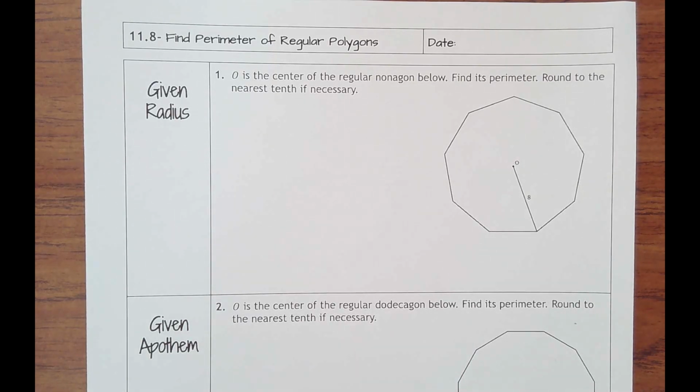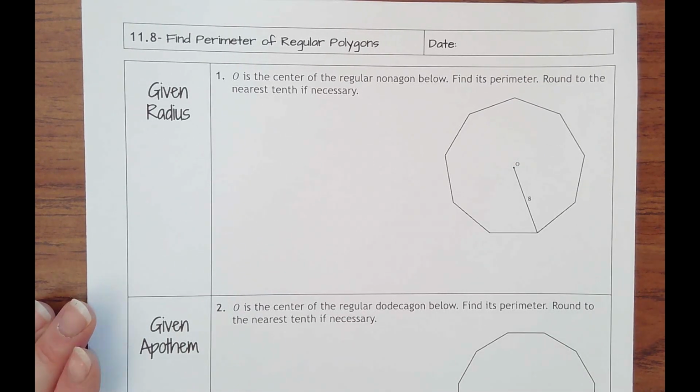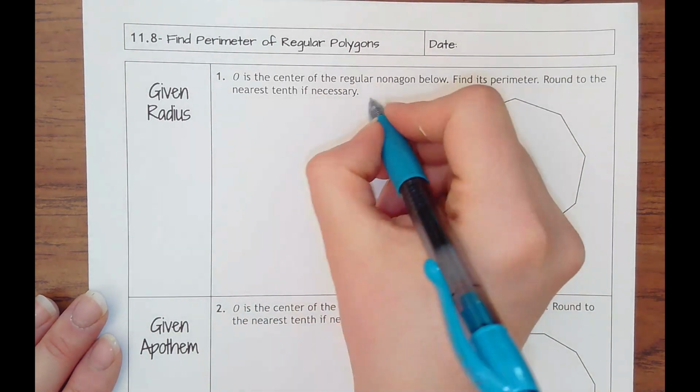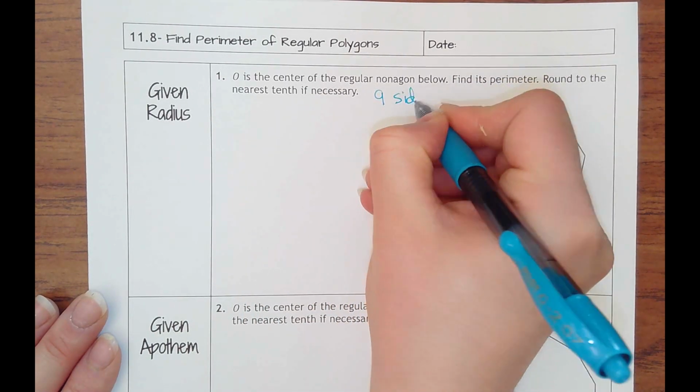Lesson 11.8 is finding perimeter of regular polygons. Remember, a polygon is a shape that has any number of sides. And in this case, they're talking about a regular nonagon, which if you count it up has 9 sides.